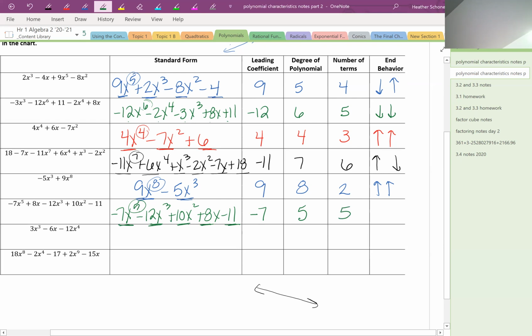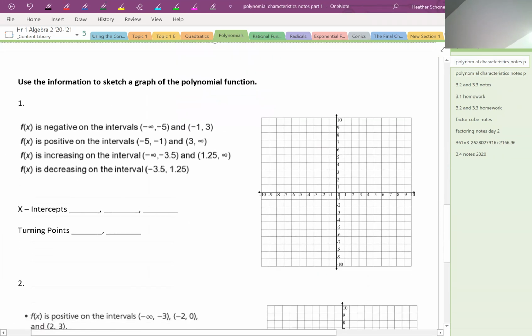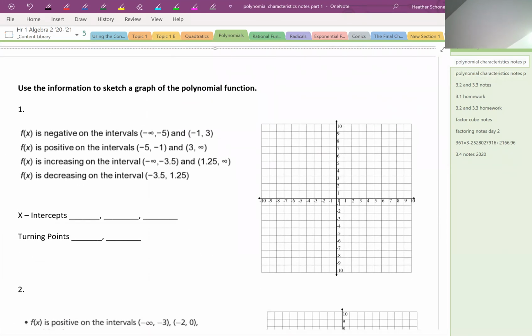And for the end behavior, if we look at this, the degree is odd, so they're going opposite directions, and it's negative. So it'd be like this one. It's got negative slope, and negative slope goes down to the right, so it's going to be up to the left. Okay, if we go back to the other page, the last thing that we have is sketching some of these graphs, and we can figure this out.